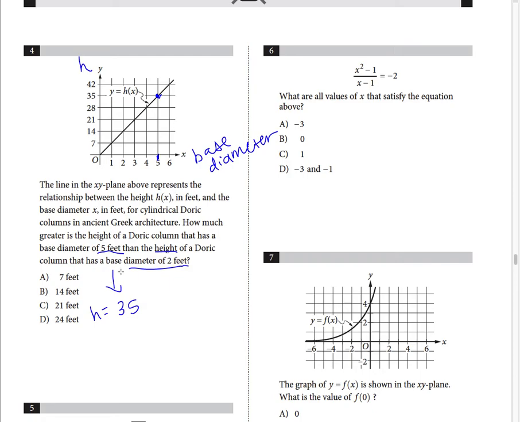How about the height of a column with a base diameter of 2? That's over here. When the base diameter is 2, the height, going up to the graph and seeing where it intersects, has to be 14. Diameter of 2 feet. And then what is the question asking us for? How much larger is this height compared to this height? It's just subtraction, right? So 35 minus 14, which of course will be 21 feet. So that one's 21 feet higher than the other one.